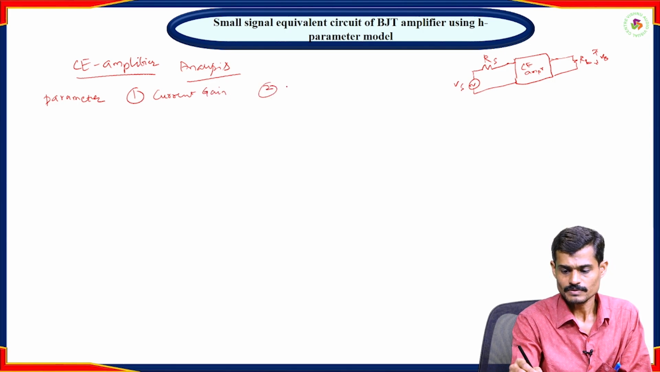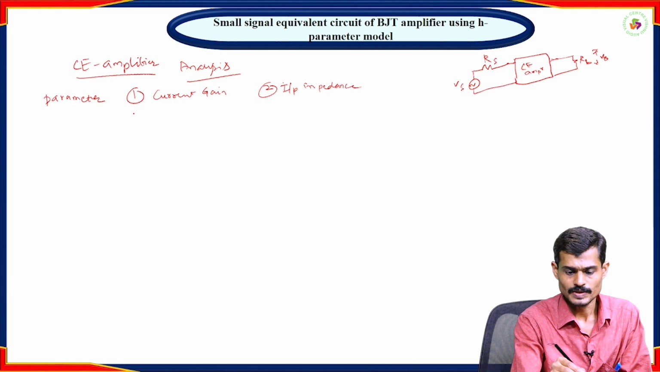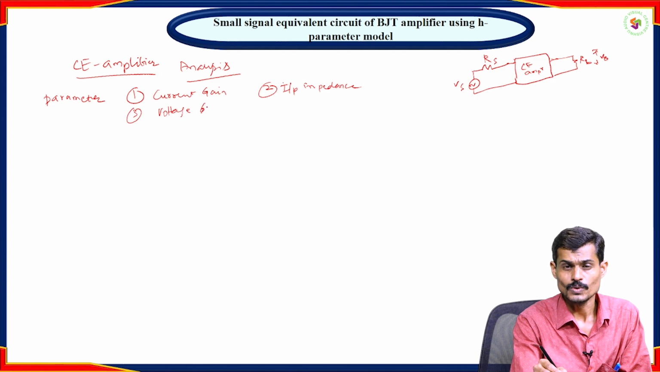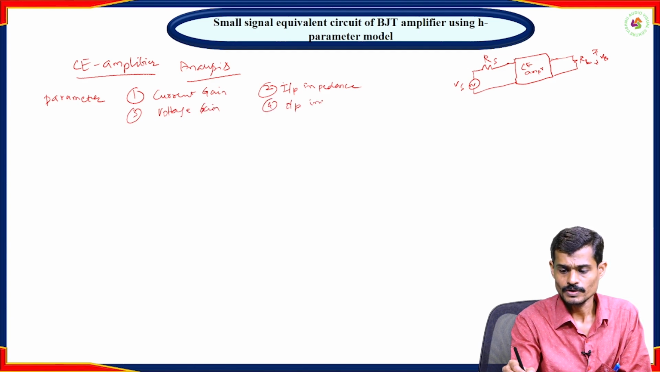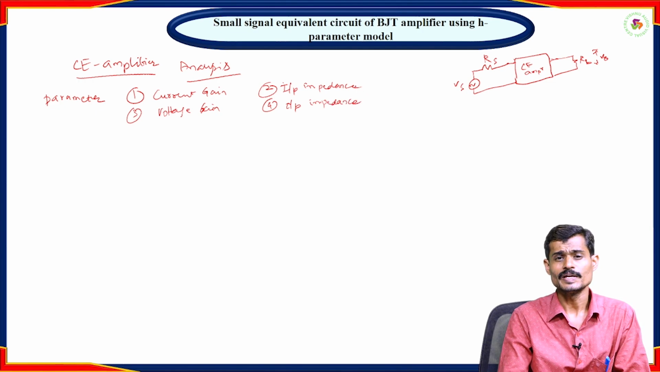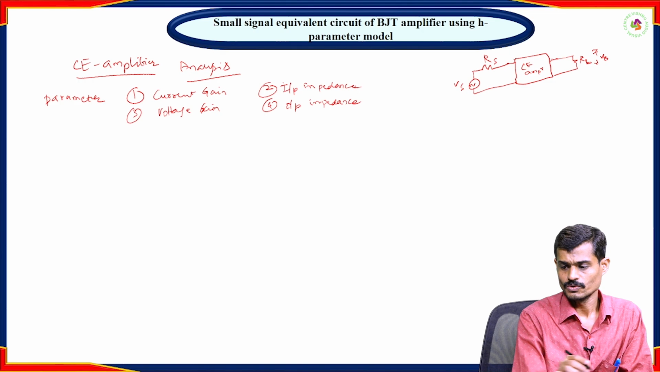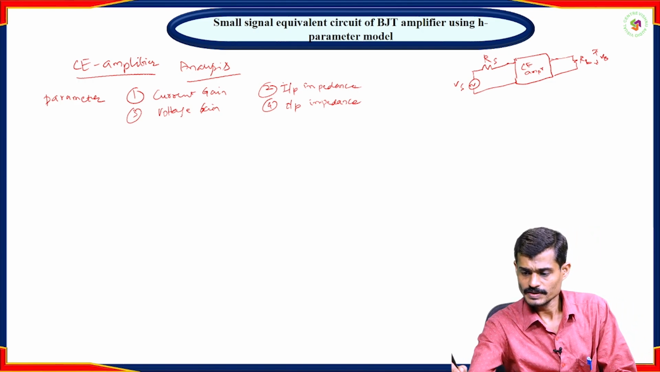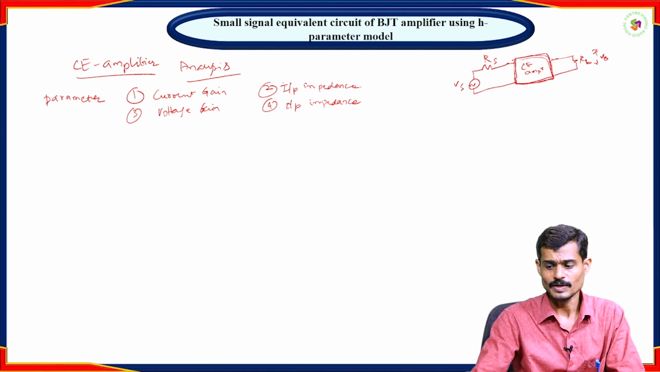Second one, input impedance. Third one, voltage gain. And fourth one is output impedance. Okay, so first represent this CE amplifier as an equivalent model.